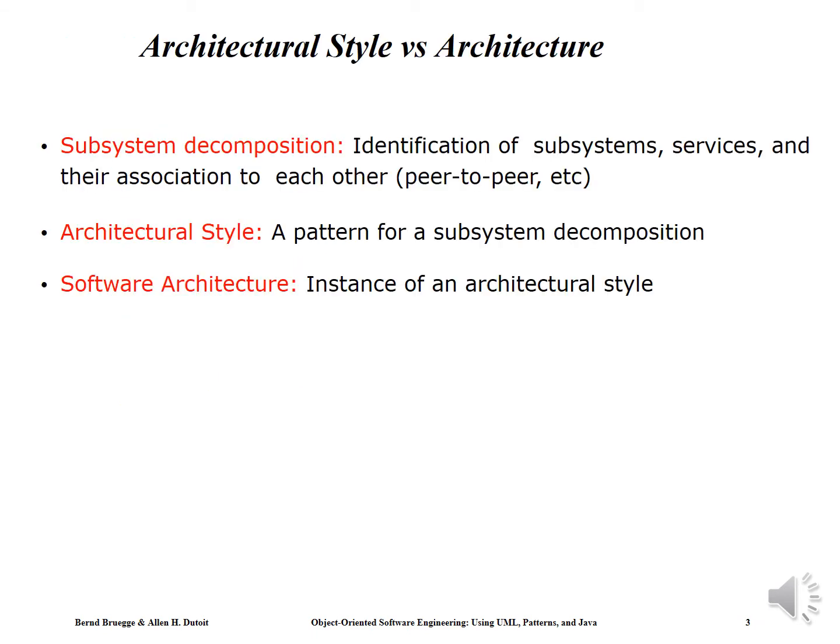So subsystem decomposition, as we have seen in the previous lecture, what are the subsystems and how to identify them. Subsystem decomposition is identification of subsystems, services, and their association to each other, such as peer-to-peer.